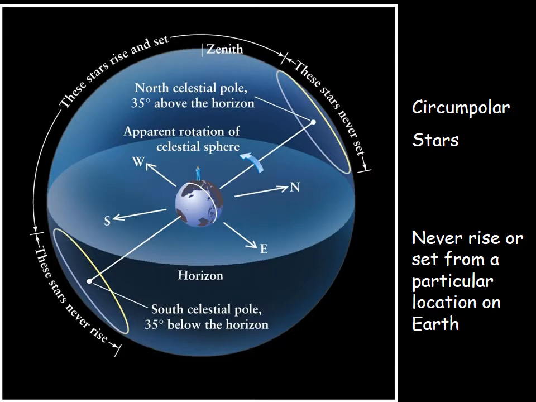As Earth turns, it looks like the sky is moving by. In fact, the terms we use are sunrise, sunset, star rise, star set. Well, really, the stars aren't rising and setting. The sun's not rising and setting. Earth is turning, making that happen.